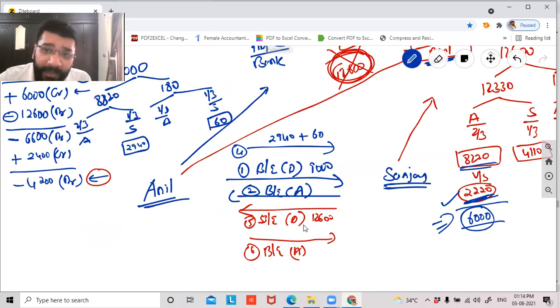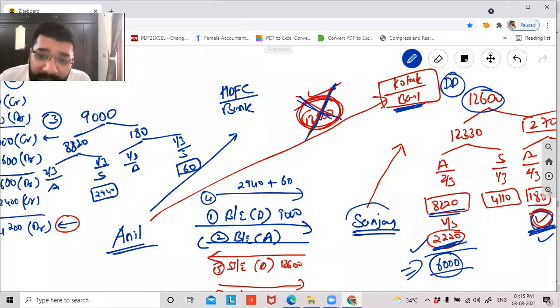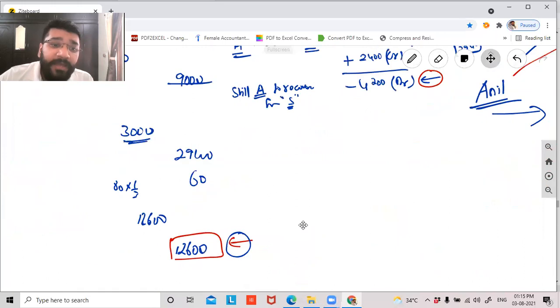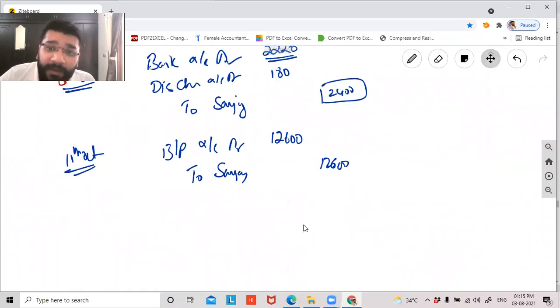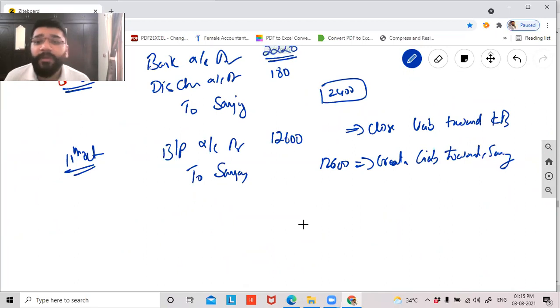Now guys, on the maturity date, this 12,600 rupees has to be paid to Kotak Bank. But Anil has become bankrupt before the due date. So we will cancel this bills payable. And Kotak Bank on the due date would have received this money from whom? From Sanjay. And now Sanjay has to recover this money from Anil. So that is why we are closing the liability towards Kotak Bank, and now you need to create the liability towards Sanjay.